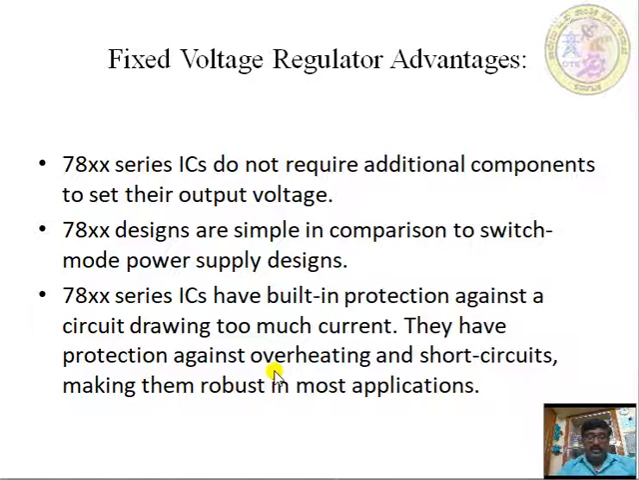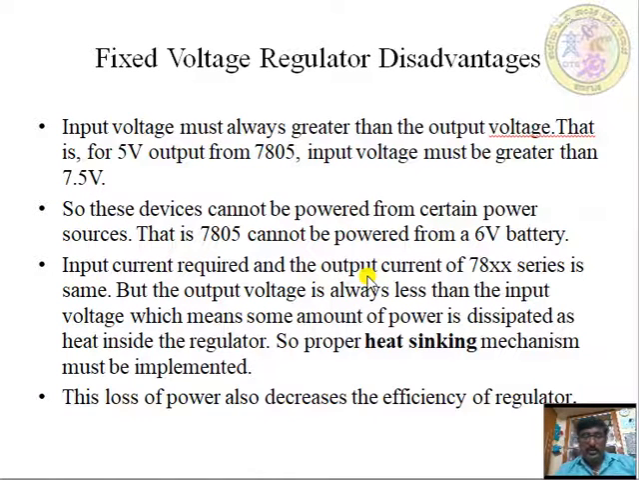The 78XX series ICs have built-in protection against a circuit drawing too much current. They also have protection against overheating and short circuits, making them robust in most applications. So they have protection against overheating and short circuits. Normally the regulators will not be shorted.